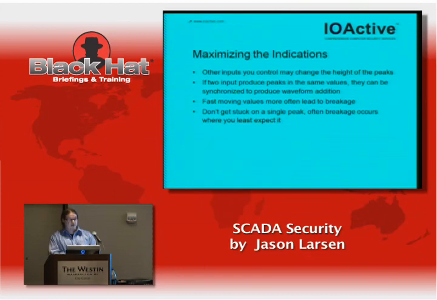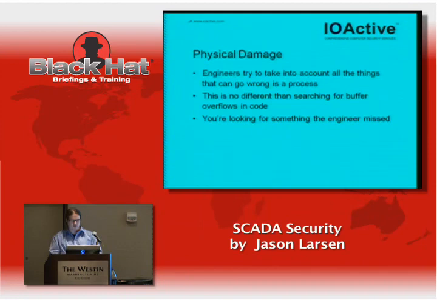Fast moving values more often lead to breakage than slow moving values. So if you get a bunch of data and you see a bunch of fast moving values in it, then you should probably look at those first. But don't get stuck on a single peak, because often breakage occurs where you least expect it. So if you're testing a service for potential breakage, don't get stuck on one peak; continue moving through the process.